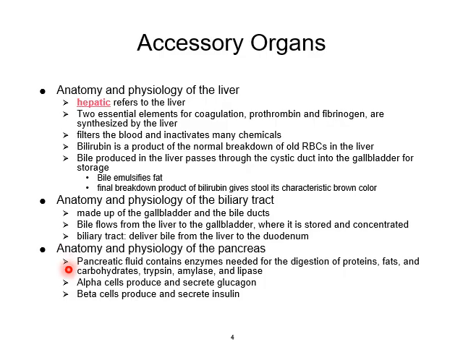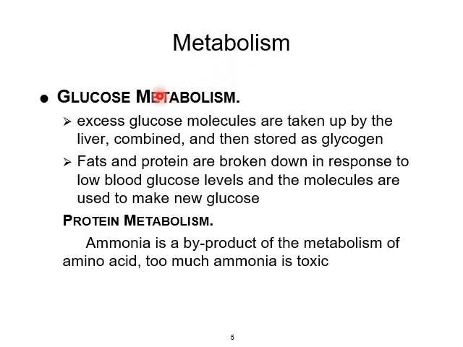Anatomy and physiology of the pancreas: we just talked about the enzymes that help with digestion of proteins, fats, and carbohydrates. And again, they are called trypsin, amylase, and lipase. Also in the pancreas are the alpha cells that produce and secrete glucagon, and beta cells that produce and secrete insulin.